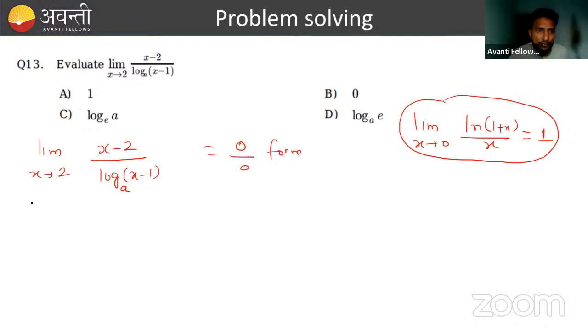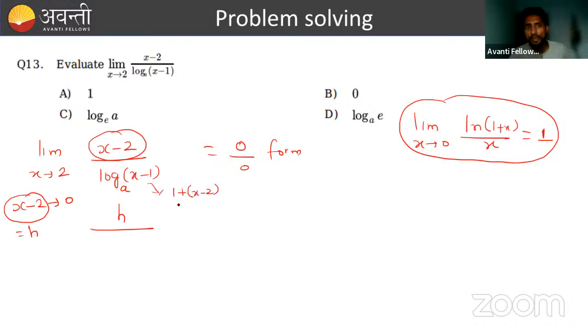So if you observe this, can I write like this: if x tends to 2, then x minus 2 tends to 0, and I am considering this x minus 2 as h. So now what will it become? This will become h. So I can write h. And then you can see x minus 1 is nothing but 1 plus h, because it is 2 plus h minus 1. So it will become 1 plus h. So now I can write log of 1 plus h to the base a. Okay, and here it is limit h tending to 0 now.